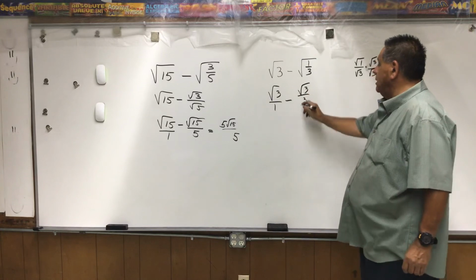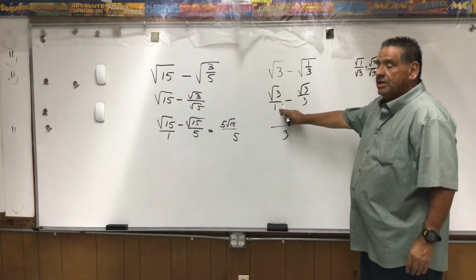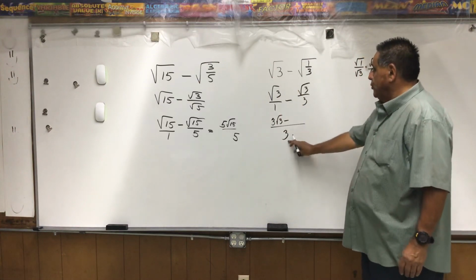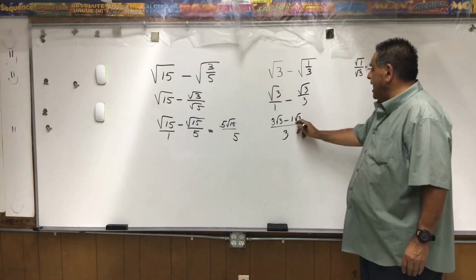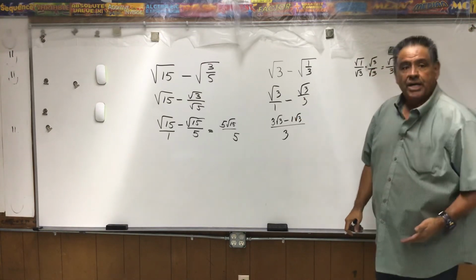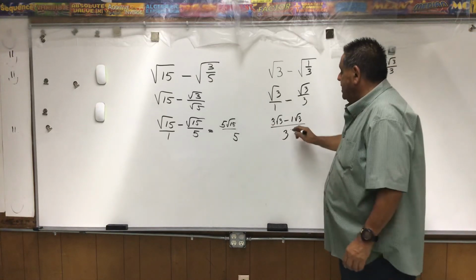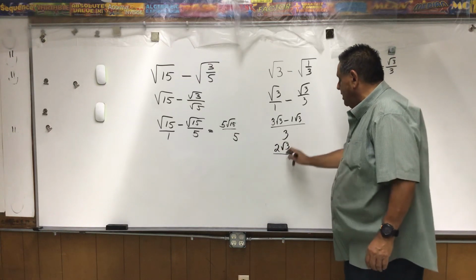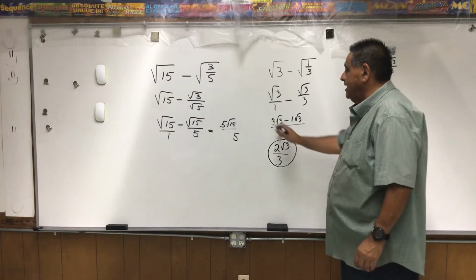radical 3 over 3. Common denominator, 3. 3 divided by 1 is 3. 3 times radical 3 is 3 radical 3. Minus 3 divided by 3 is 1. 1 times radical 3 is 1 radical 3. I put the 1 there just so you know. You don't have to put it, as long as you see it. All right? So now, 3 radical 3 minus 1 radical 3 is going to be 2 radical 3 over the denominator of 3. Can I simplify the 2 and the 3? No. That's my final answer.